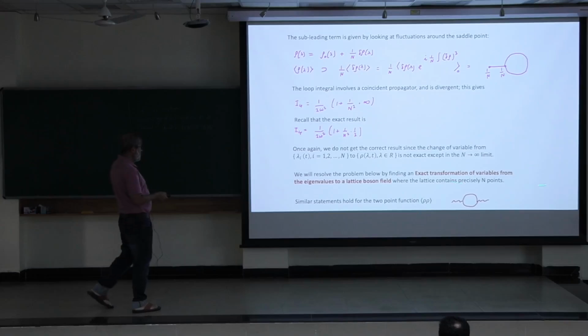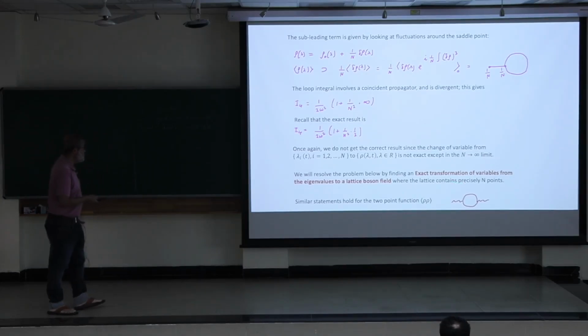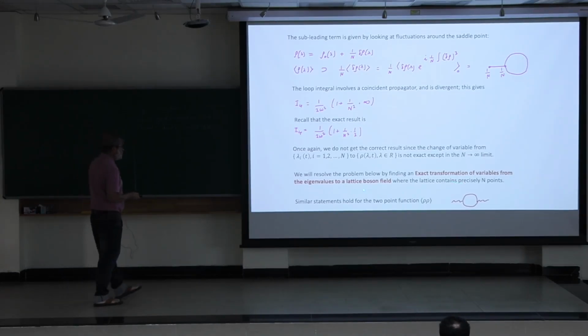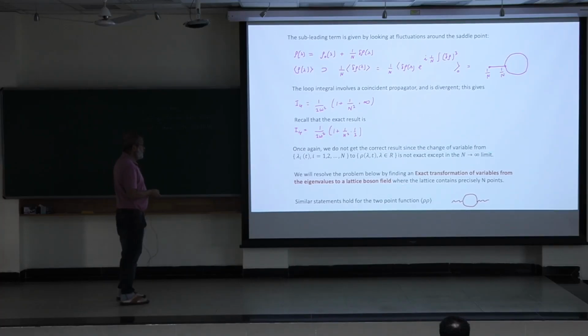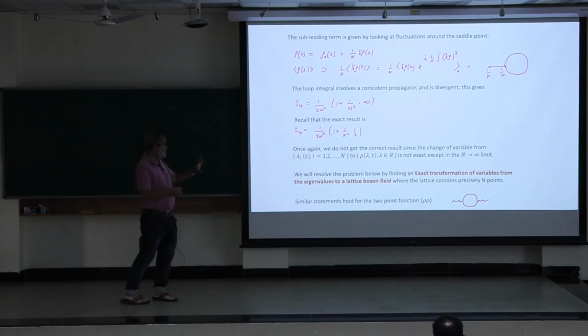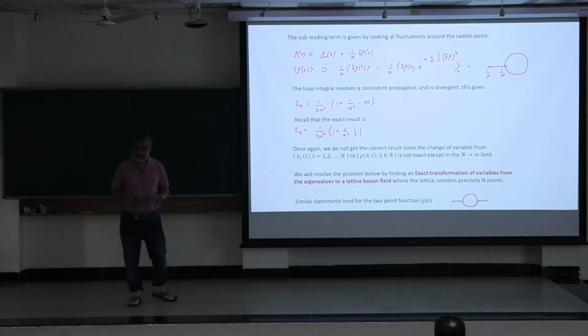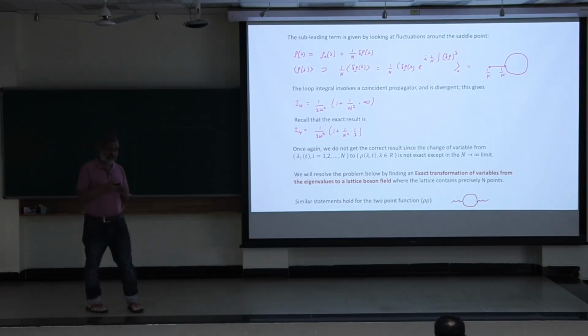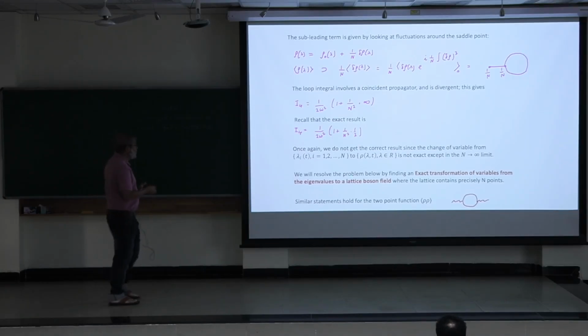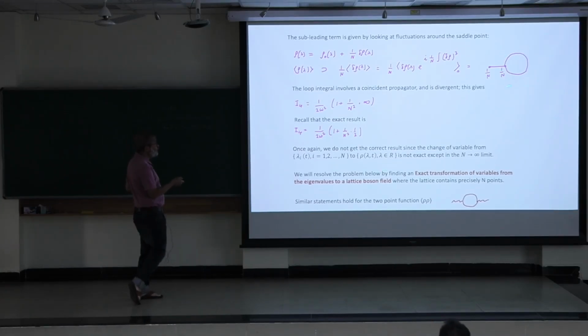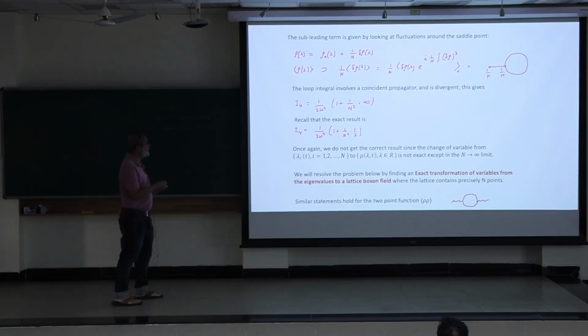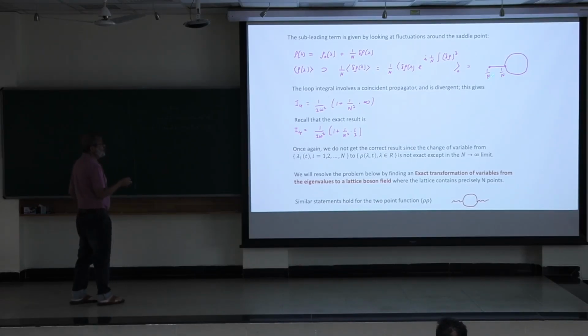We will resolve this problem by finding an exact transformation of variables from the eigenvalues to a lattice boson field, where the lattice contains precisely n points. But then again, there are subtleties which you have to work out in the double scaling limit, because the finiteness matters. This calculation will come in 4 or 5 slides from now. It will be computed by using this one.